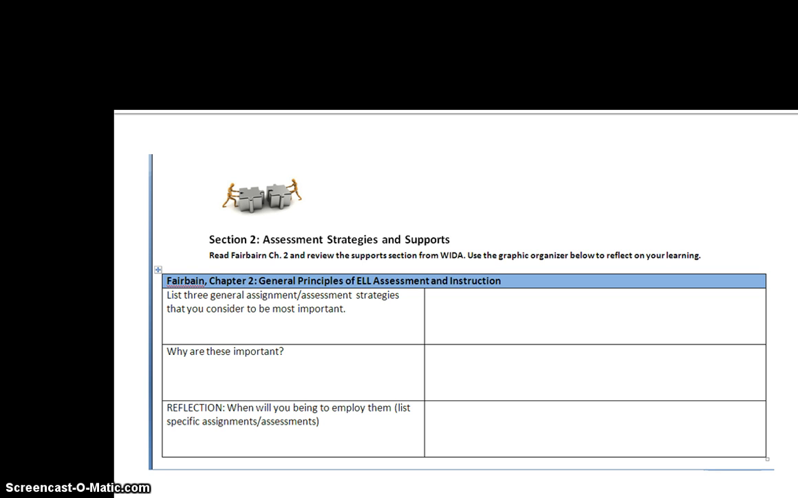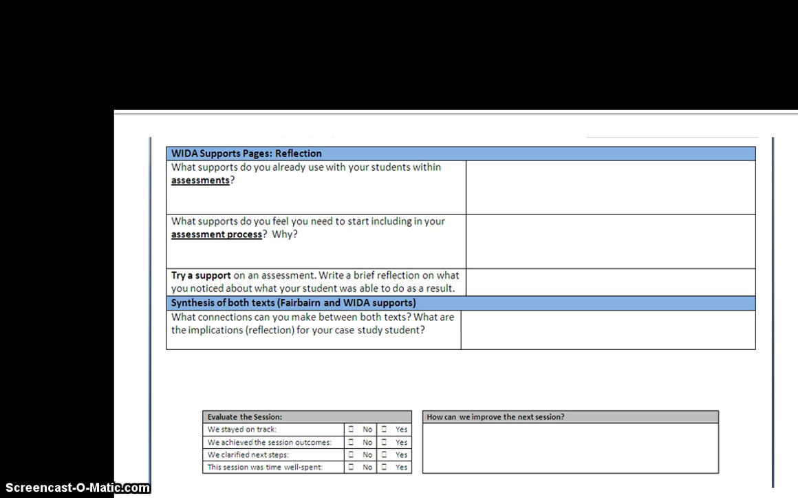You are being asked to think about some general assignments and assessment strategies, why they're important, and how you might begin to employ them in your own classroom. As you continue on in this reflection, we would like you to also discuss the WIDA supports, what you already use in your assessments, and what things you would like to start including that maybe you don't. Then we would like you to try a support on an assessment and write a brief reflection on what you noticed your student was able to do as a result.